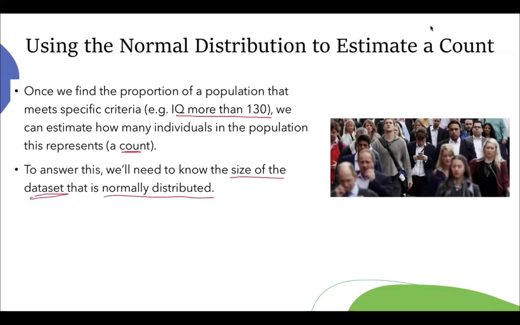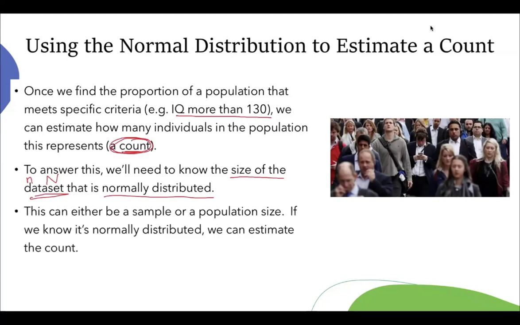Sometimes it will be a population and sometimes it will be a sample. So I wrote that out of order. Sample, lowercase n, or population size, capital N. We have to be provided with that first. And using that total, we can figure out how many individuals satisfy the criteria that we're looking for. Okay, so it can be a sample or population. If we know that it's normally distributed, we can estimate the count.